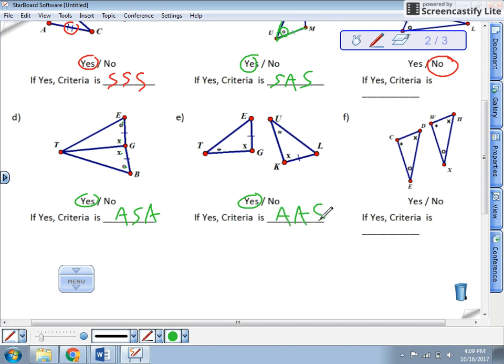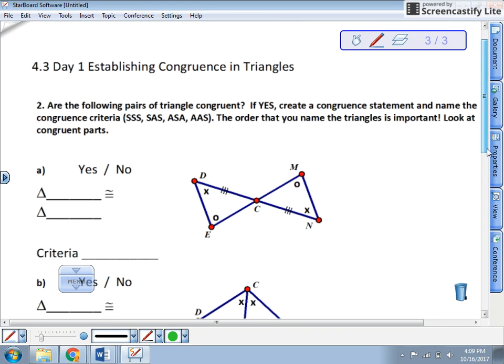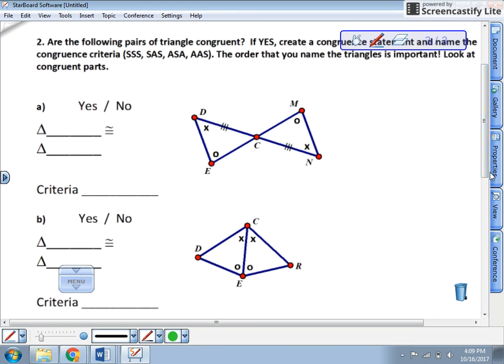And then this one, be careful. We got three angles. But notice, angle, angle, angle is not one of our theorems, okay? We can talk more about that in the future, but be careful of that one. That is no. Last type of questions. All right, again, are they congruent? If they are, we've got to name them.